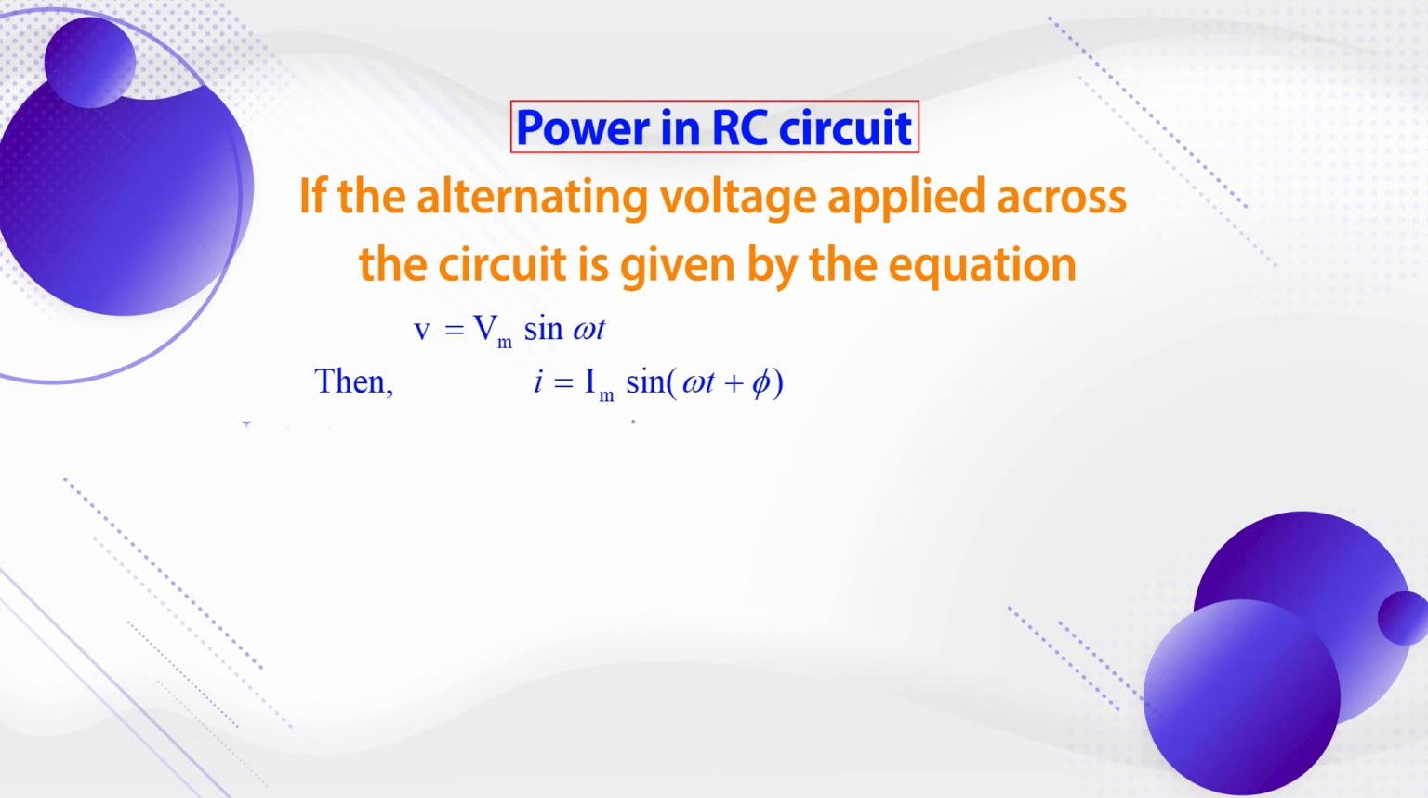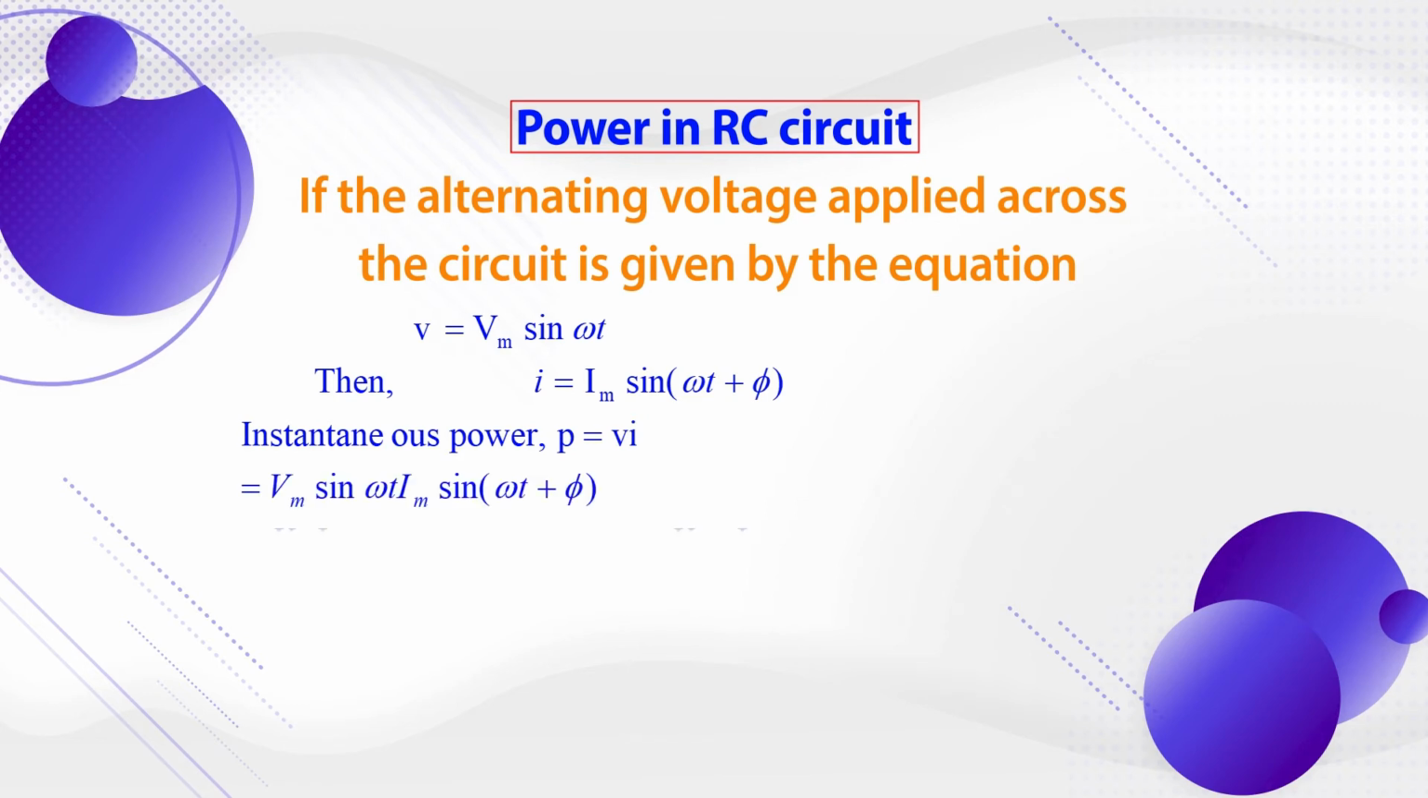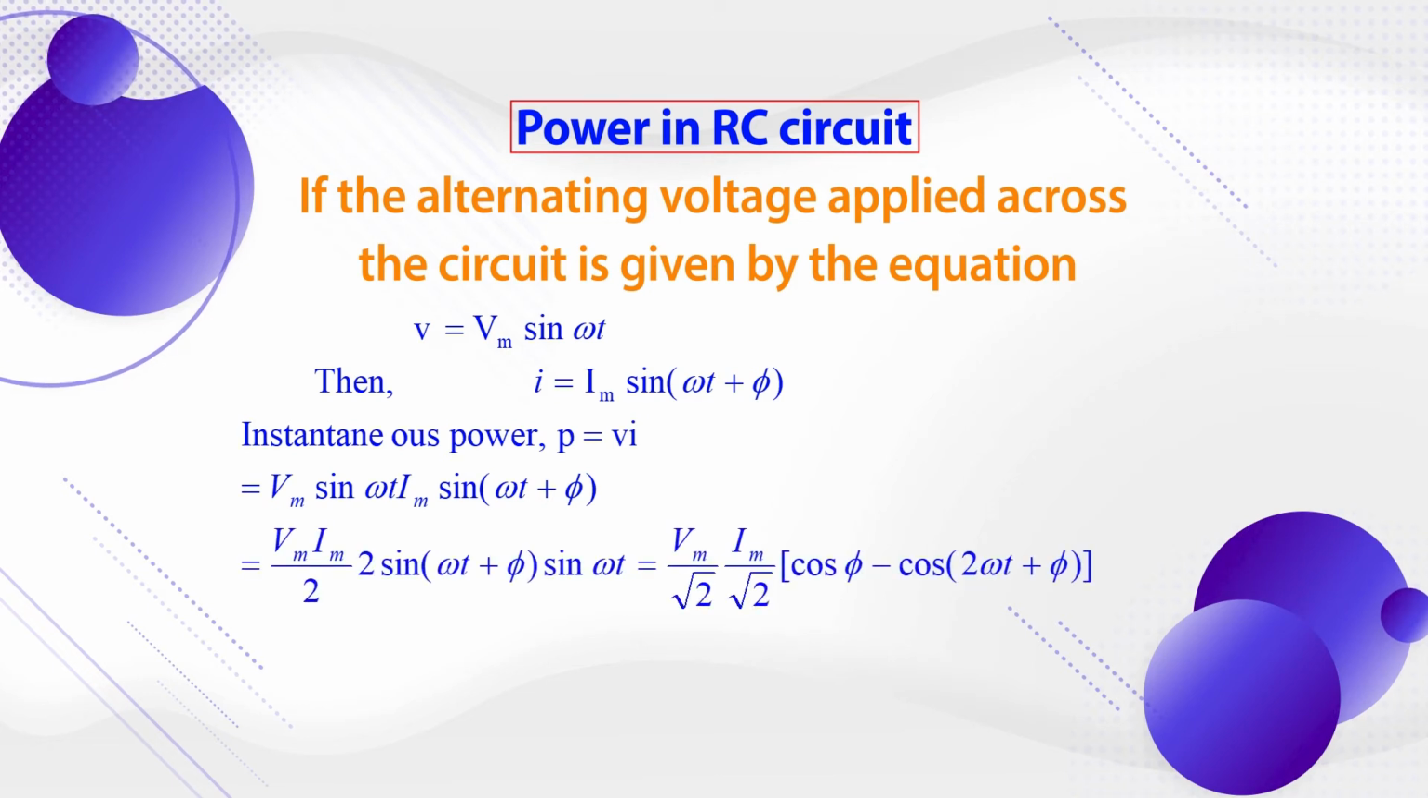Now you have to calculate the instantaneous power. This instantaneous power can be written as p equal to v into i. What is the value of v? v equal to Vm sin omega t and i equal to Im sin(omega t plus phi). Just put the values in this expression. After putting these values, you get p equal to Vm sin omega t times Im sin(omega t plus phi).